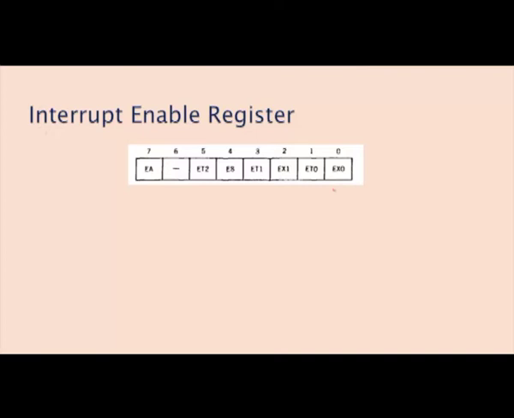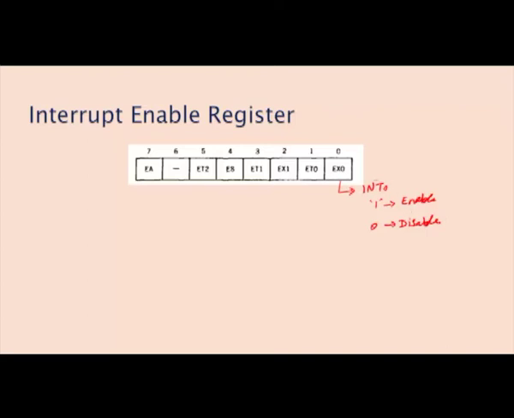The interrupt enable register is in an 8-bit format. Out of the 8 bits, 6 bits are used. The first one is EX0, which is used to represent INT0, the external interrupt. If it is 1, we can enable the interrupt; if it is 0, we can disable the interrupt. Okay. So we can enable or disable the particular interrupt.